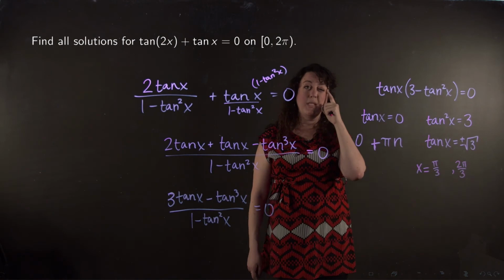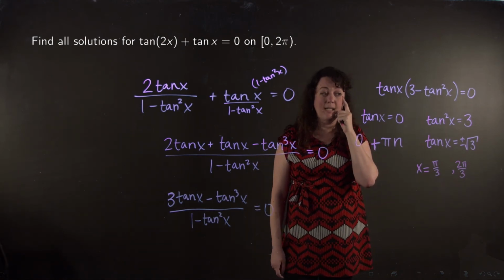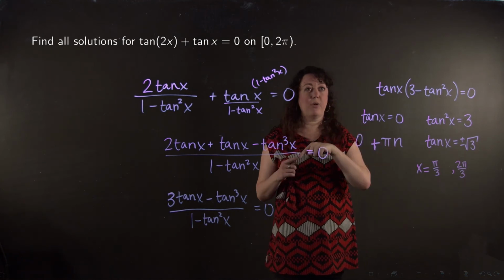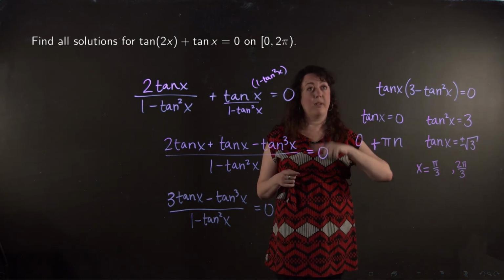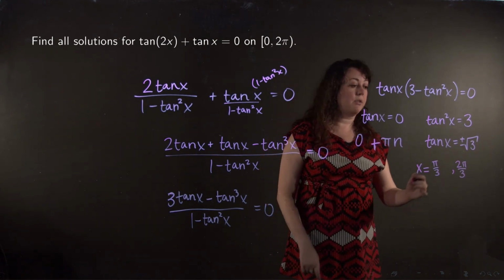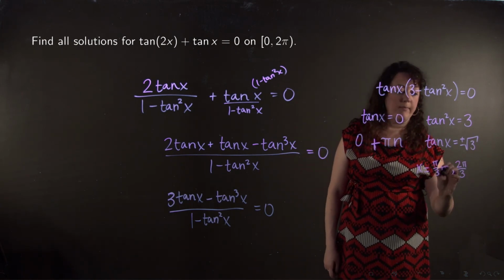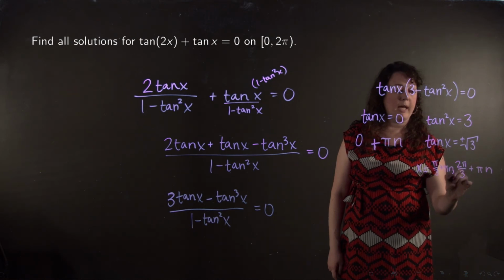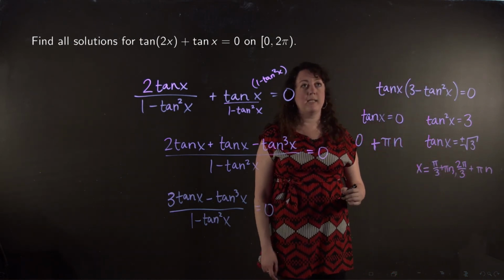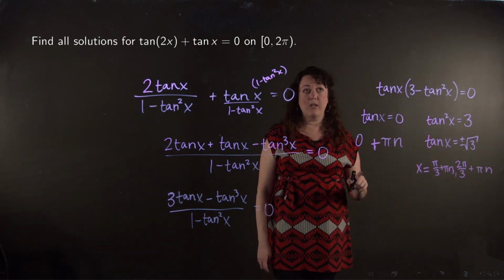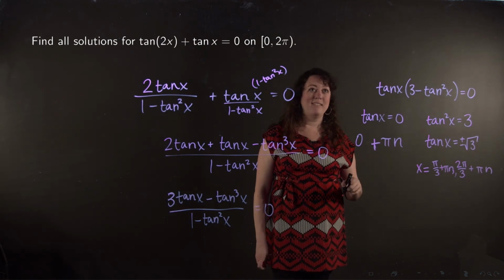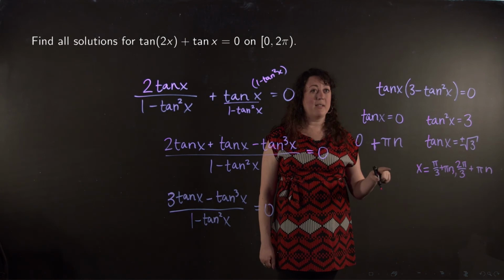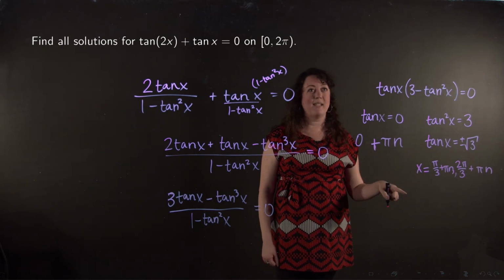But again, remember, tangent repeats itself every pi, which means that pi over 3 plus pi is going to catch the 4 pi over 3. 2 pi over 3 plus pi is going to catch the 5 pi over 3. So I don't have to write all 4 of them. I'm just going to write a plus pi in on both of these, and it will catch those other 2 that I didn't list. So all of my answers here, if I were looking for all possible solutions, would be the ones that I have listed. Now let's go back.